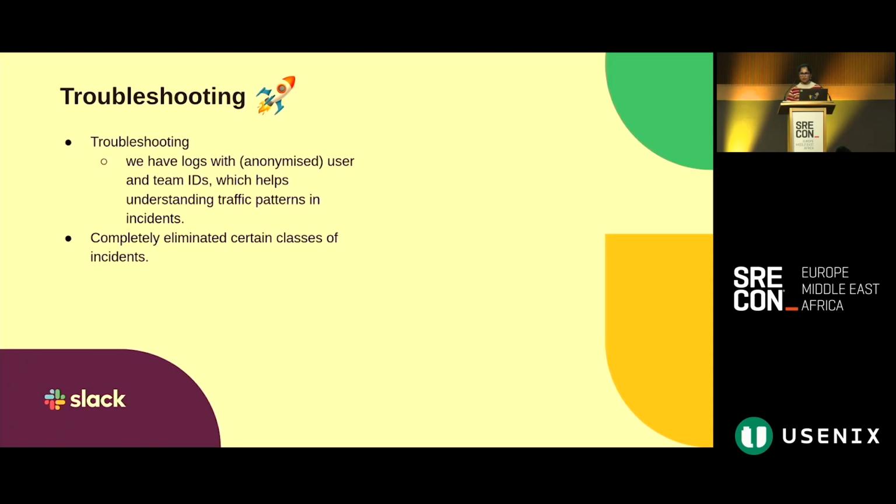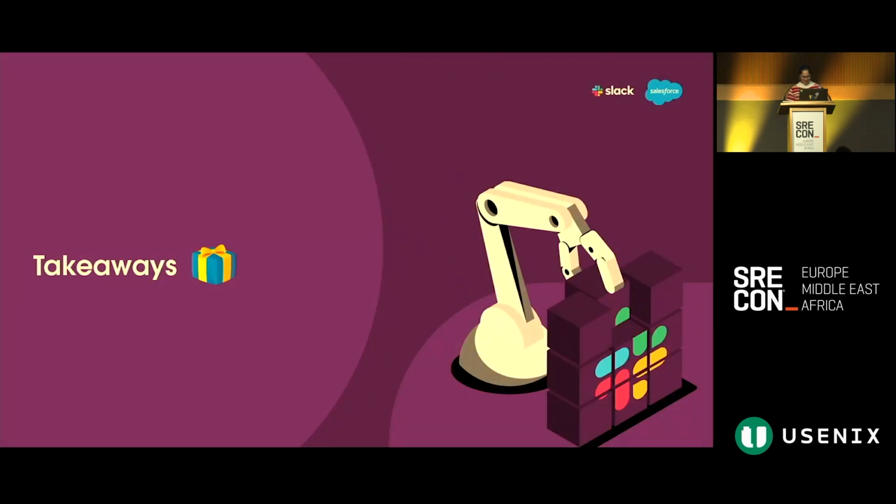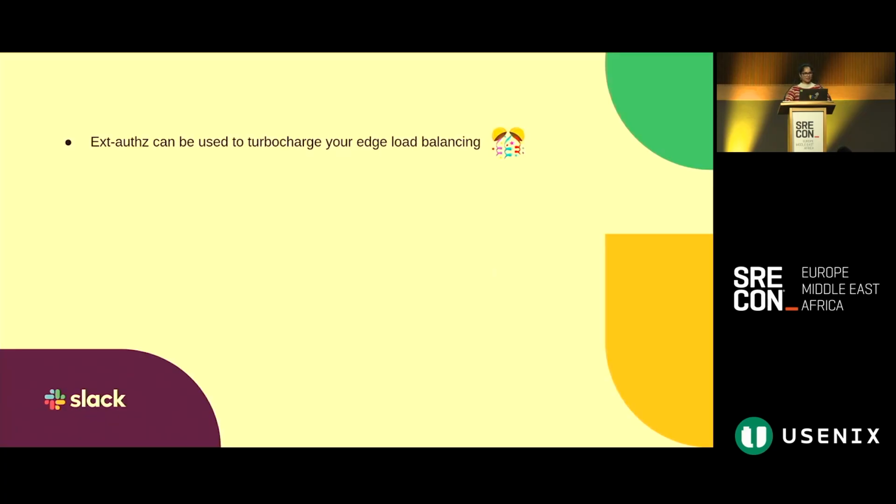In the beginning, I talked about how we had multiple events where some of the resource-intensive APIs were particularly hit, causing customer impact. Those sets of incidents are completely eliminated. I cannot give you numbers, but they are big enough that we actually had to care about them. Yeah, that's it. I still have a bit of time.